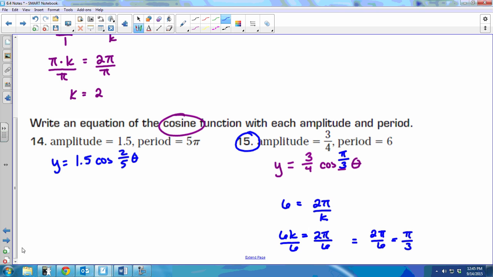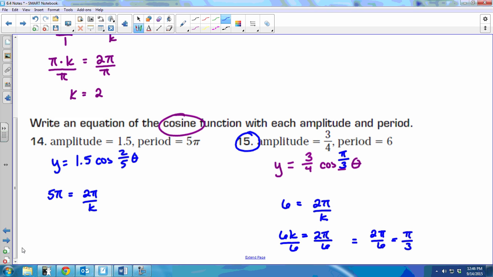I'm assuming the period part, right? Because the amplitude part we got. 5 pi equals 2 pi over k. So when you divide by 5 pi, the pi's cancel. That's okay. You figured out your mistake. You're good. All right. Any questions on those? Could you do those on your own? They're all the same, right? You just keep doing the period equals 2 pi over k and solving for k.